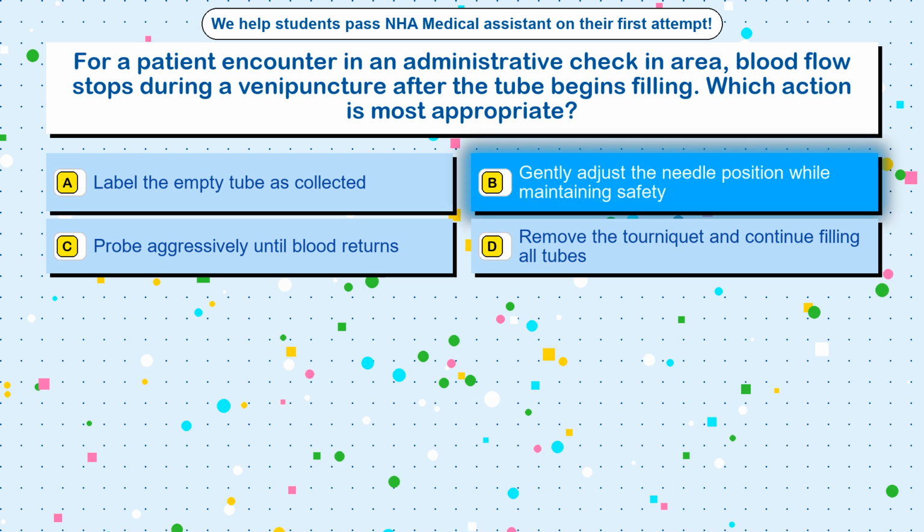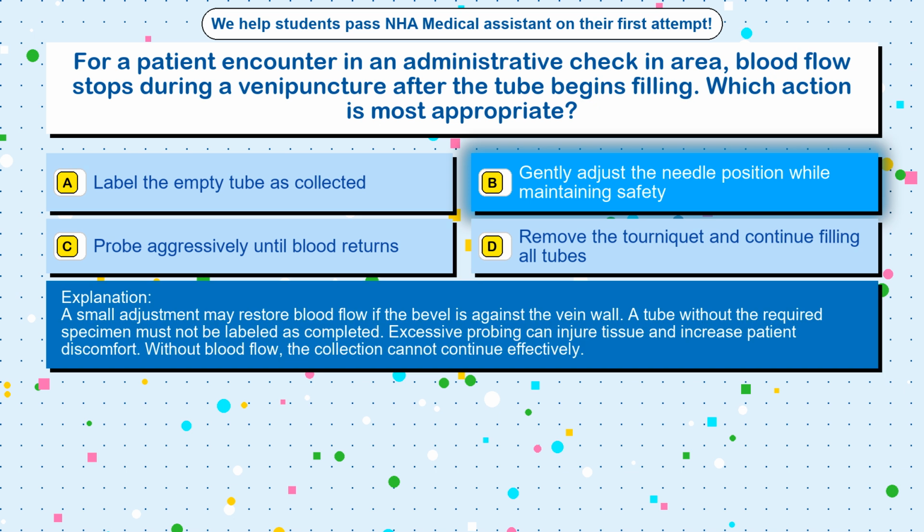The correct answer is option B. Gently adjust the needle position while maintaining safety. A small adjustment may restore blood flow if the bevel is against the vein wall. A tube without the required specimen must not be labeled as completed. Excessive probing can injure tissue and increase patient discomfort. Without blood flow, the collection cannot continue effectively.